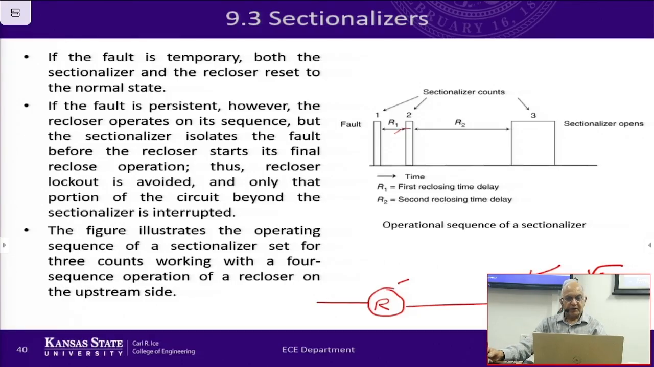So you actually don't need it to have the fault interrupting capacity. It can be a smaller device, so it's a cost-effective way. Instead of putting a fuse, you can use a sectionalizer. It is quite similar to an isolator but with automatic operation. An isolator is another device, but this one has a counting mechanism. An isolator does not have it.